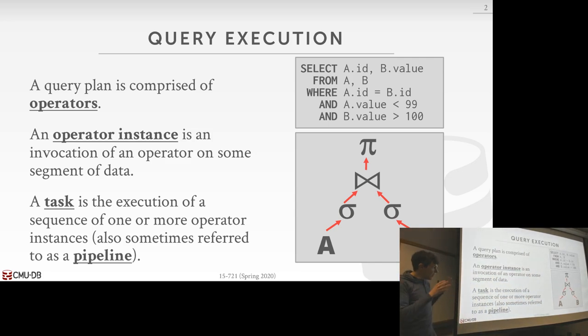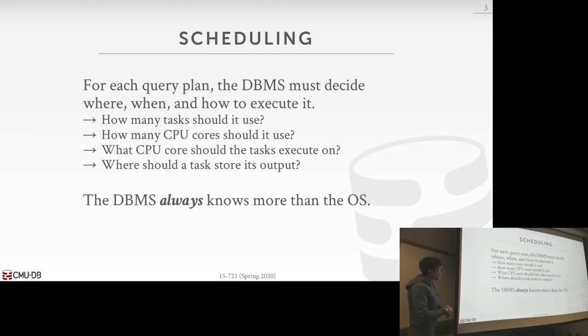So again, at a high level, our job today is to figure out how we're going to schedule these tasks, where they're going to execute, and what they're actually going to do. For every single query plan that shows up, we have to decide where, when, and how to execute it. One of these decisions is, how many tasks should we actually use for our query plan? If we have a given number of cores, we could assign one task for our query plan to each core, or we may want to oversubscribe, with more tasks than cores, and that way we can have more flexible scheduling.